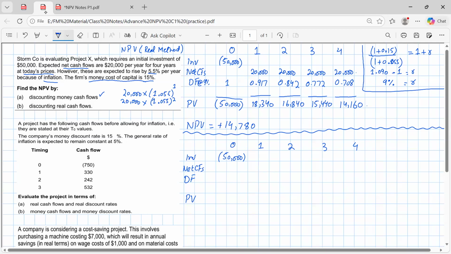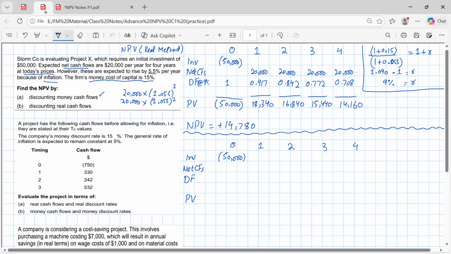In management accounting, there was a formula for calculating the future value. Remember compounding: present value multiplied by 1 plus r power n. You can use the same formula here to inflate this cash flow. So 20,000 multiplied by 1 plus r, where r here means the inflation rate, 5.5%. For 1 year, power 1, for 2 years, power 2, for 3 years, power 3, for 4 years, power 4. Is this clear?